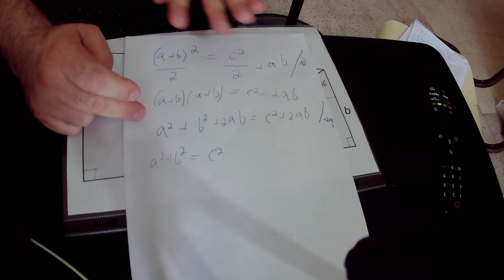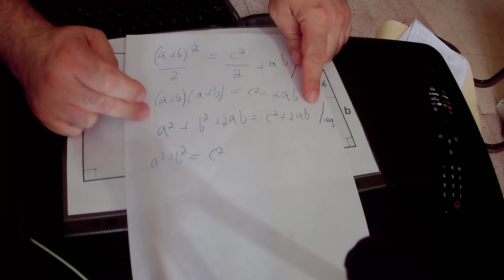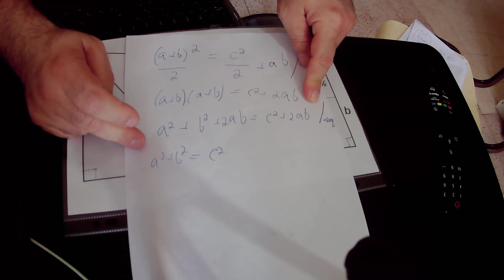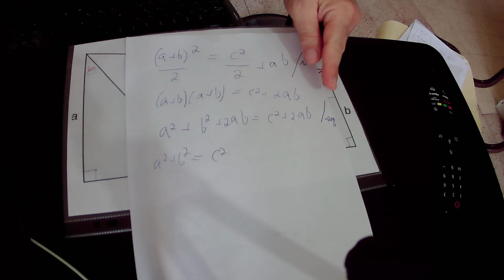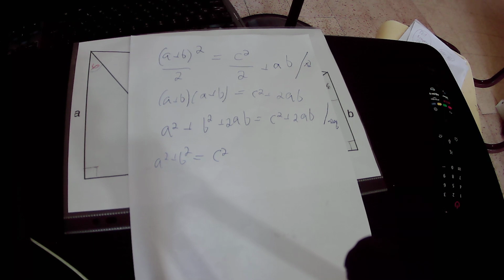Then we can deduct 2AB from both sides of the equation. Then we get that A squared plus B squared equals C squared, or actually, the square of the hypotenuse is equal to the sum of the squares of the perpendiculars. That is actually what we proved here, and actually there are a lot of proofs of this theorem. I showed you only one way.